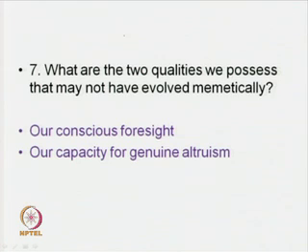Then finally, what are the two qualities we possess that may not have evolved memetically? The two qualities that we have which save us from being complete slaves to memes, okay, and to genes, are our capacity for conscious foresight and our capacity for genuine altruism, right. So, these are the two things which ensure that we are not slaves or slavish imitators, right, or we are not completely ruled by our genes and memes.